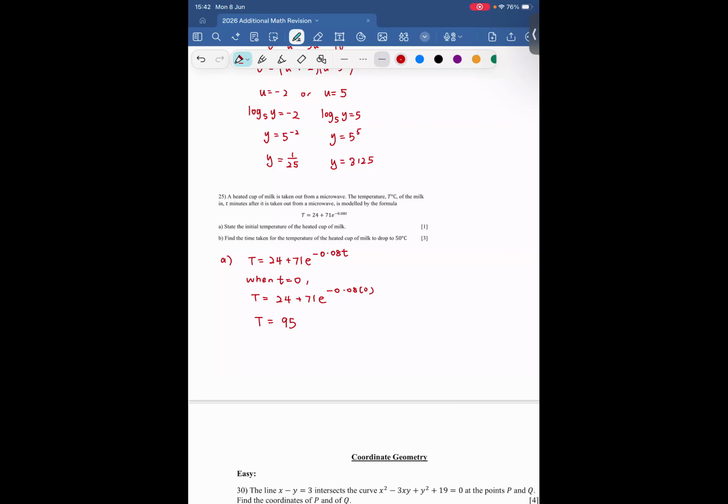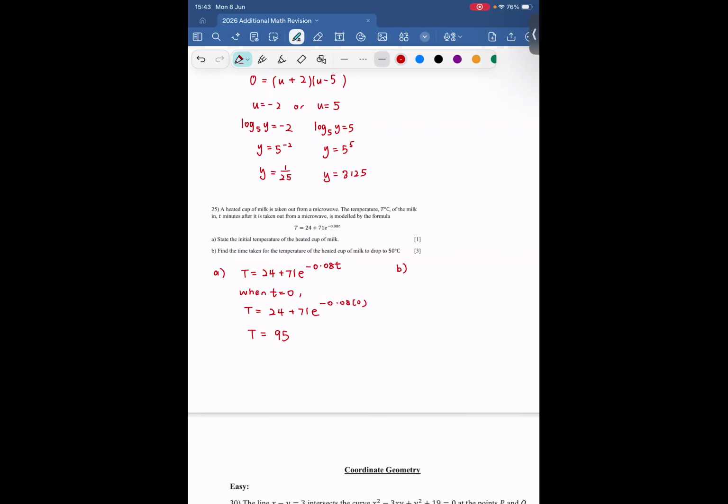Find the time taken for the heated milk to drop to 50 degrees. So drop to 50 degrees means when the big T is 50. How to solve this? You bring the 24 over, 50 minus 24, 26 equals to this first. Next, you divide by 71. Then you ln both sides. Why do I choose ln? Because this is e.